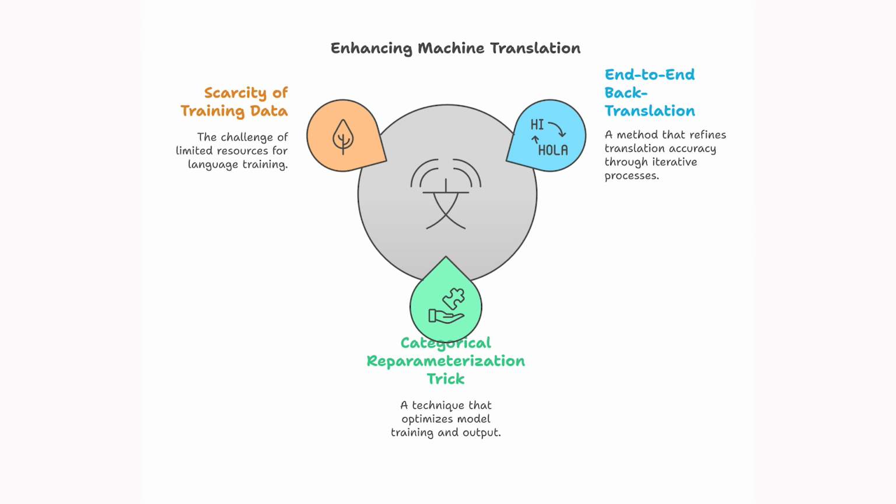So, that's end-to-end backtranslation with the categorical reparameterization trick in a nutshell. It's a complex topic, but hopefully, this video has given you a better understanding of how it works and why it's so important.